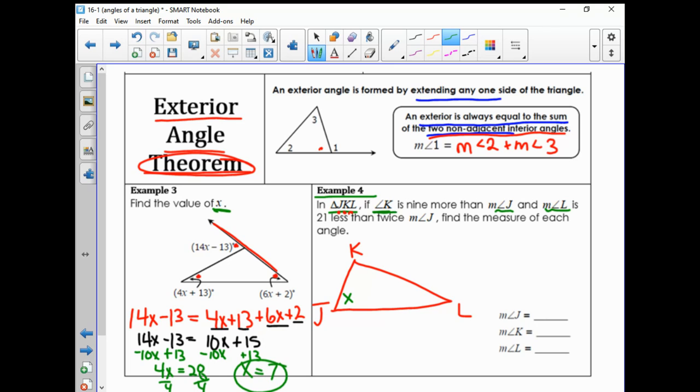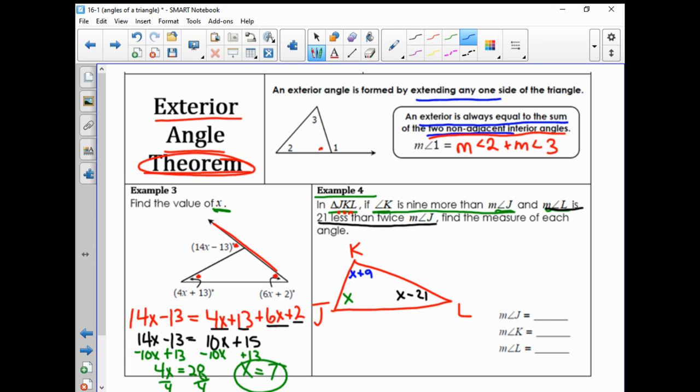So right up here, if K is 9 more than J, how are we going to write that? If it's 9 more than my J, which I called x, I'm just going to call this one x plus 9. And then we've also got, let's do black, L is 21 less than J. So we'll just take what J was, which is x, and subtract our 21. All right, so we've got values for each of those angles.